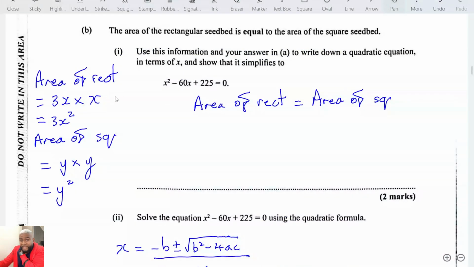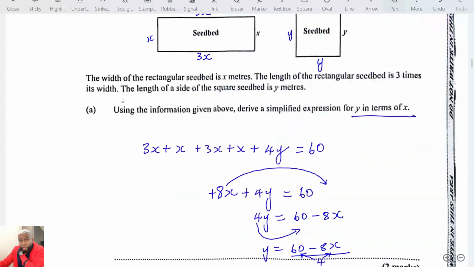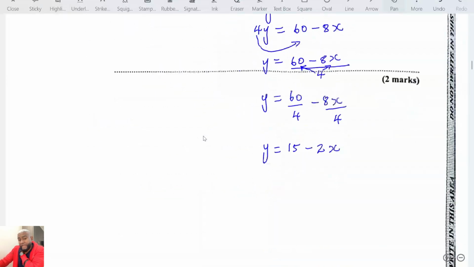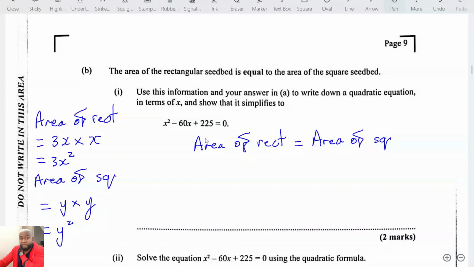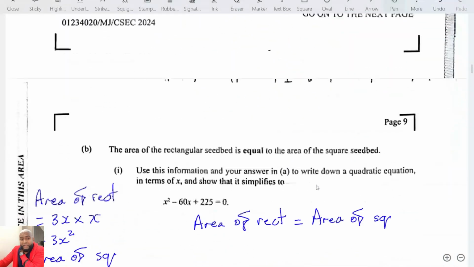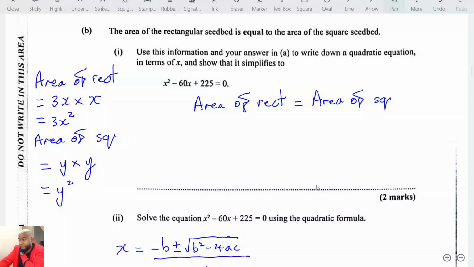The area of the rectangle would be length multiplied by width, which will be 3x multiplied by x. 3x multiplied by x would give me 3x squared. And then y by y would give me y squared, right? Everybody good there? y by y is y squared. Now the question said the area of the rectangle is equal to the area of the square. So I'm simply going to put 3x squared is equal to y squared. Tell me if all good here. That's the information they gave us.